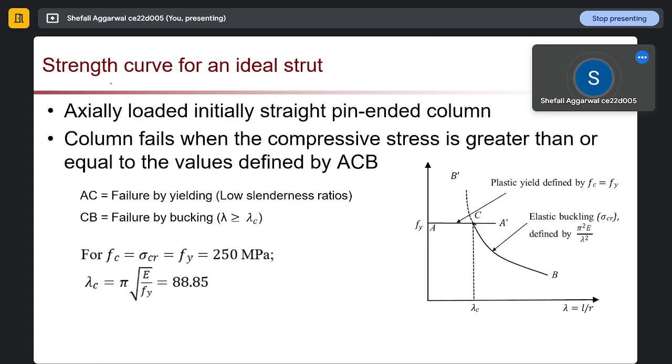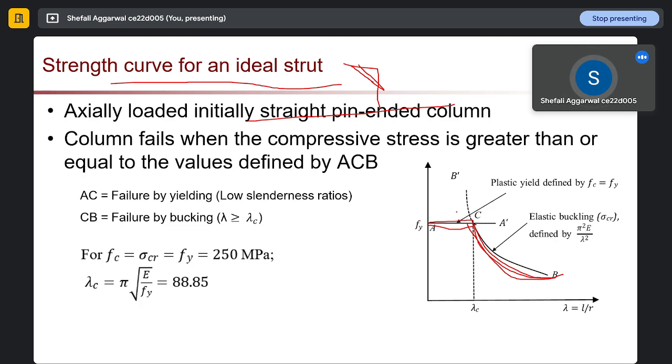Next thing is the strength curve of an ideal strut. A strut is the connecting member between beam and column. So, usually a loaded, initially straight pin-ended column fails when the compressive stress is greater than or equal to the value defined by ACB. So this is our graph, a graph between slenderness ratio and yield strength Fy. If our point is lying below this curve, then it is safe.